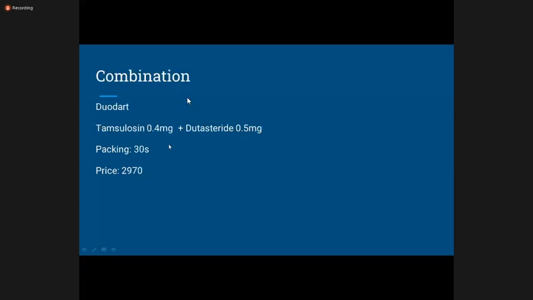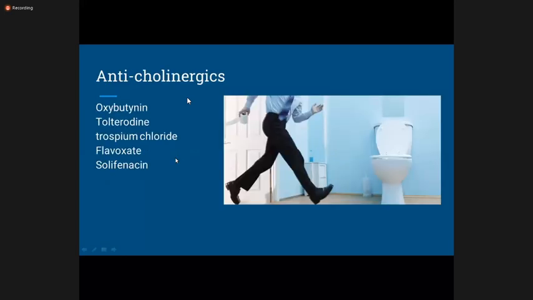The new drug is a combination of both the 5-alpha reductase inhibitor and the alpha blocker, tamsulosin and dutasteride 0.5 milligram. This is the drug which we use for frequency of urine. The name of the drug which is available is Solefin.